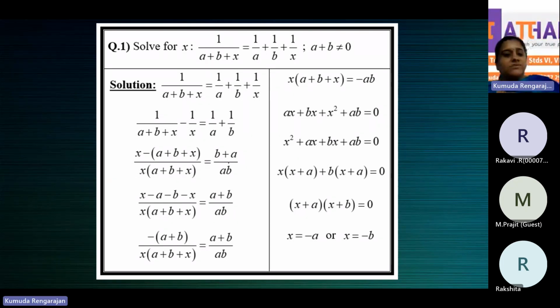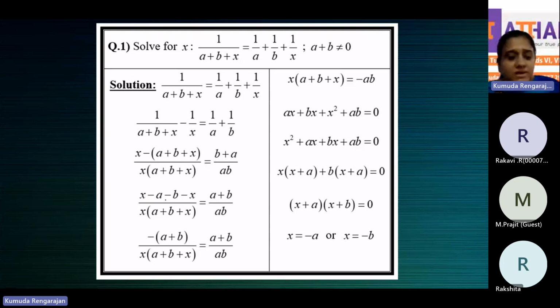So here AB is the LCM, so you get B plus A by AB. Open the bracket. So it will be x minus A minus B minus x by x into A plus B plus x is equal to, you can write this B plus A as A plus B by AB.